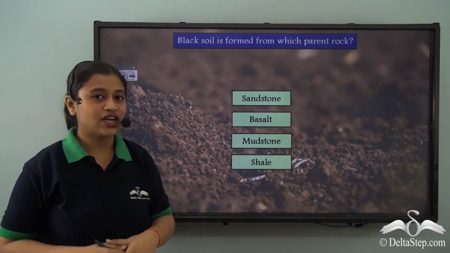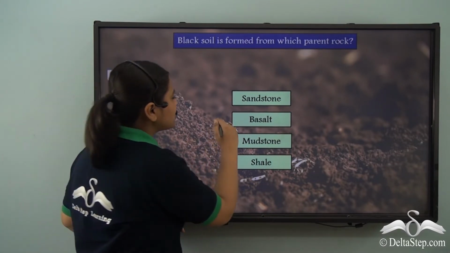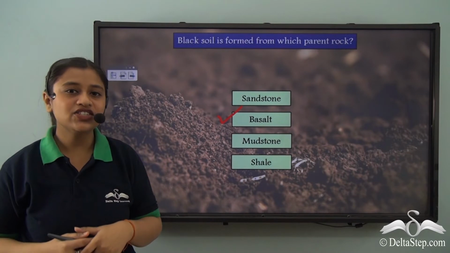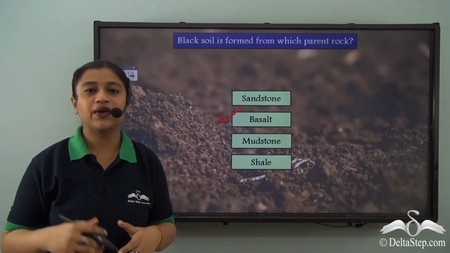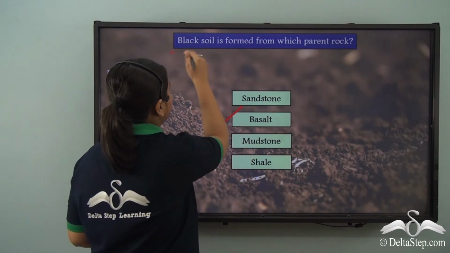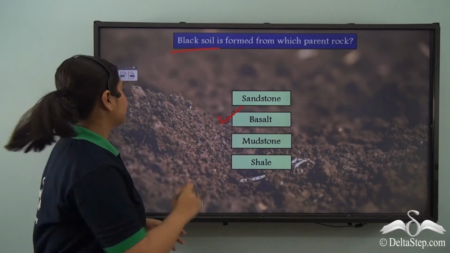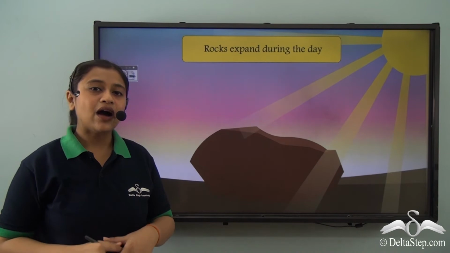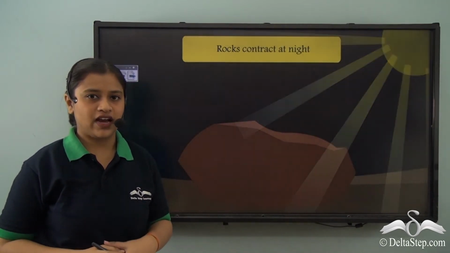Yes, as we have just learned that basalt is the parent rock which, after undergoing weathering and erosion, leads to the formation of the black soil. Now let's understand another important factor.